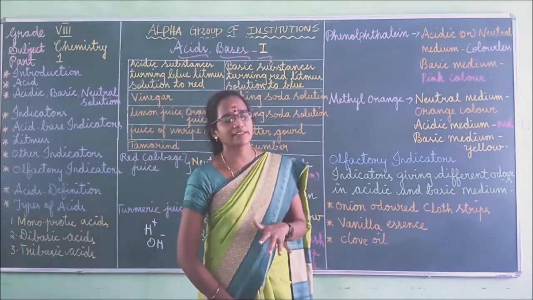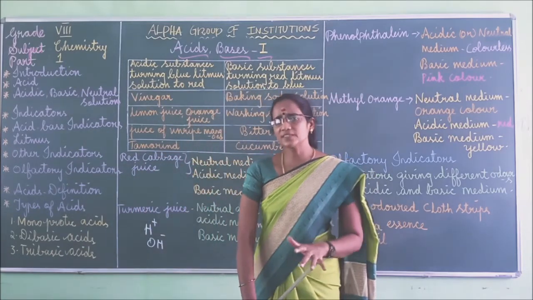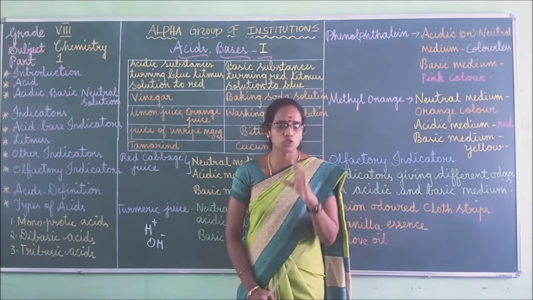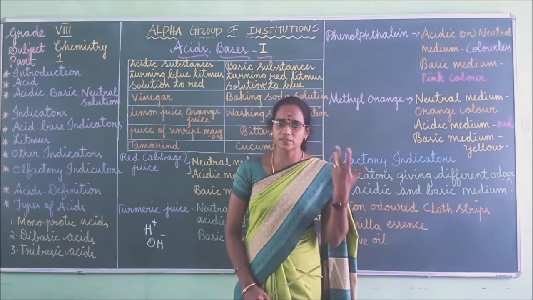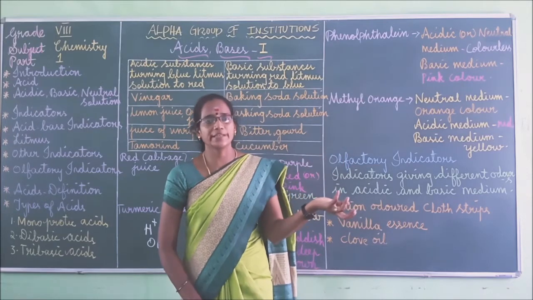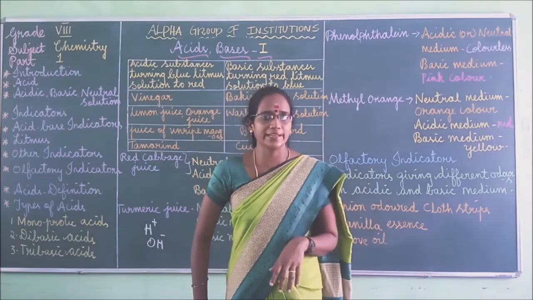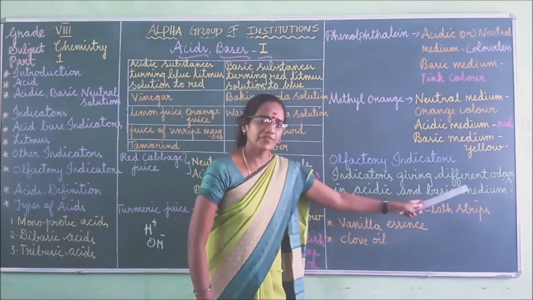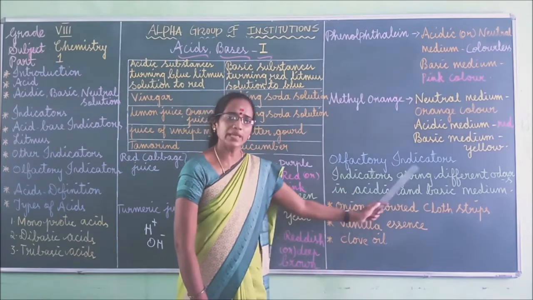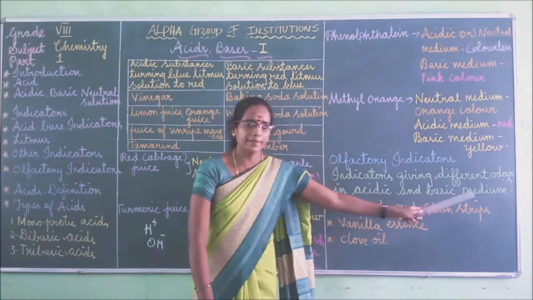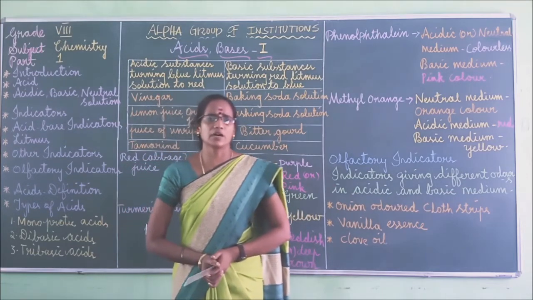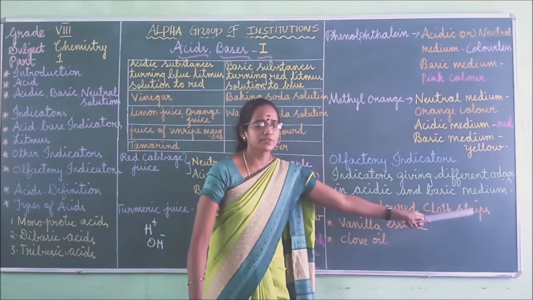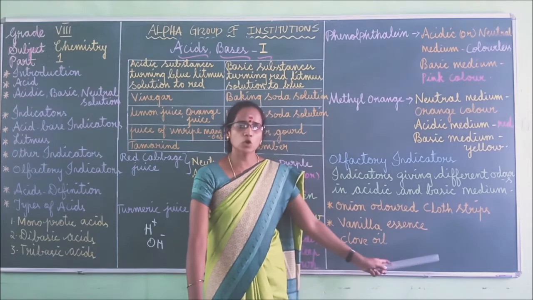An olfactory indicator is an indicator which gives different odors in acidic medium as well as in basic medium. It shows one odor, meaning smell, in acidic medium, whereas another odor in basic medium. Some of the naturally obtained olfactory indicators are onion odored cloth strips, vanilla essence, and clove oil.